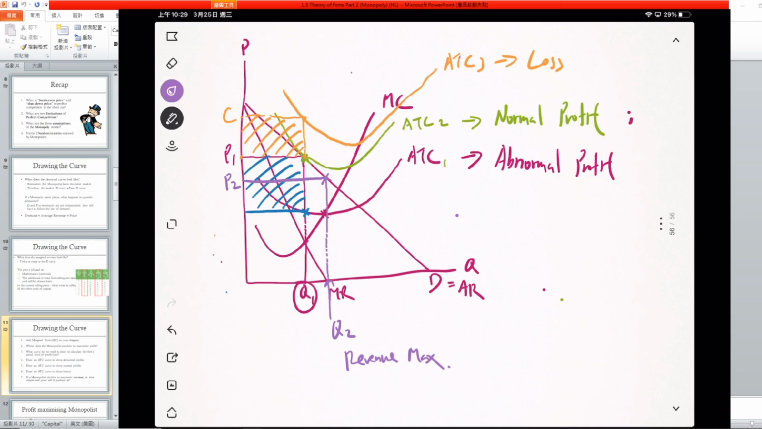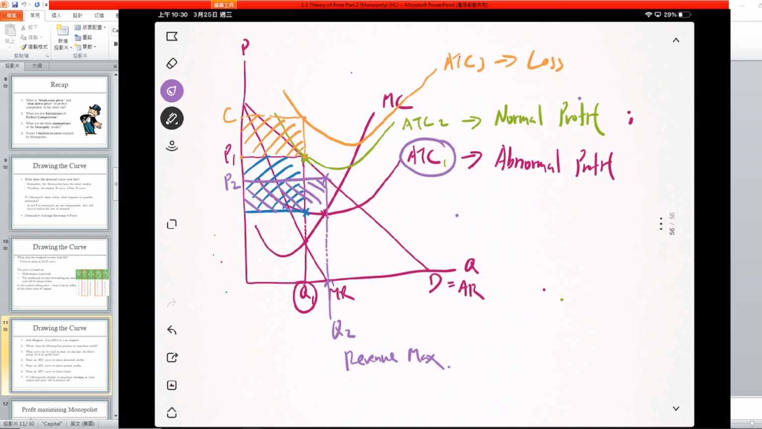And at the same time, you can see if you are doing revenue maximization here, and let's say you are using ATC1, you are still able to earn an economic profit, right? So that is the purple box here. And if we are using the same construction here with all the average cost curves, if you are using the green average cost curve, what is the result in this case?